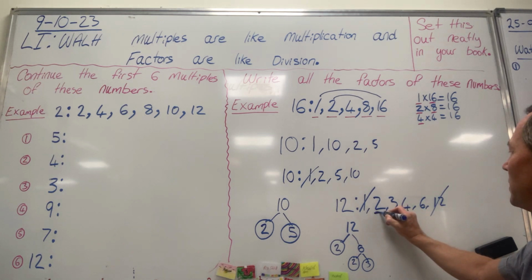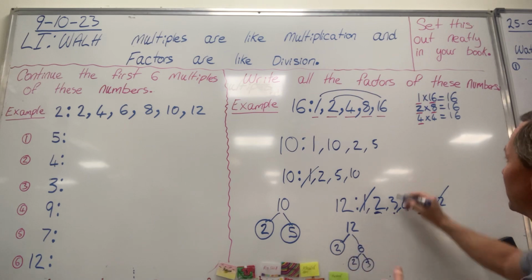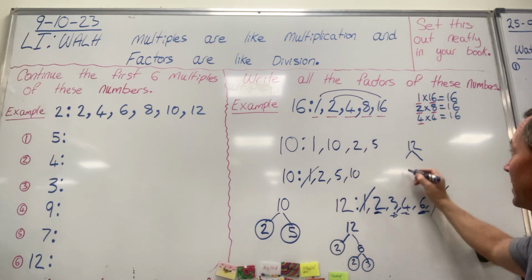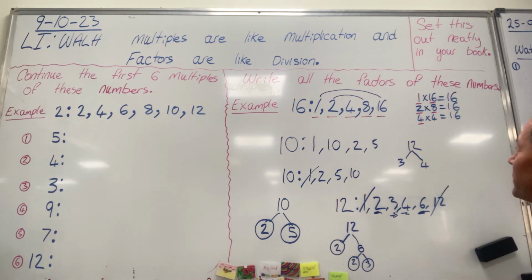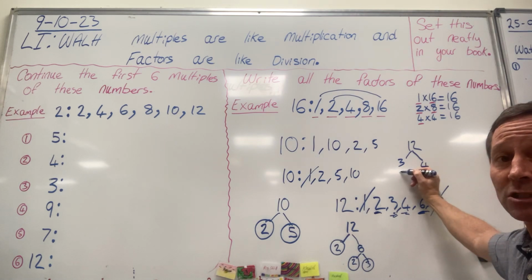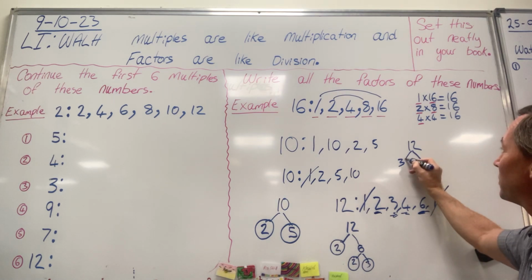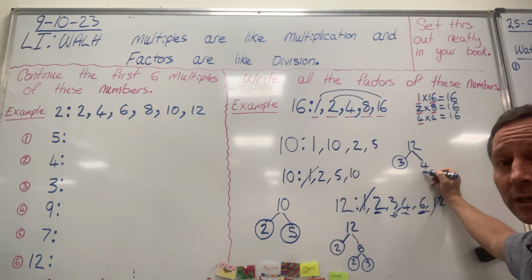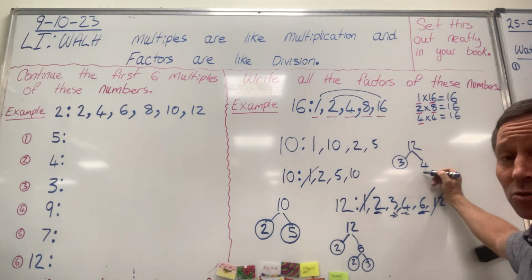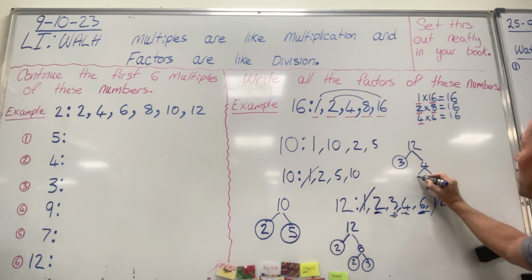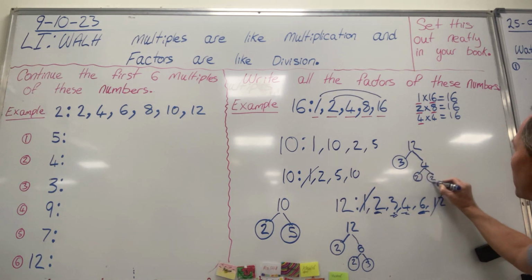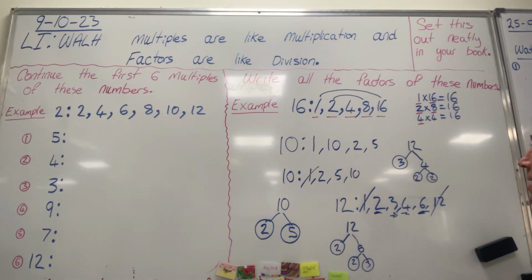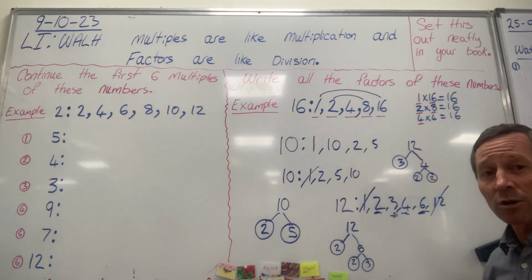No, I did 2 and 6. If I actually started with 12 and chose 3 and 4, I could end up with the same, 3 and 4. 3 is a prime number because it's divisible by only 1 and itself. It's a prime number, I circle it, it's the end of that. 4, the factors are 4, 1 and itself, and 2. So 2 times 2, prime numbers. And again, 3 times 2 is 6, 6 times 2 is 12. That's to double check your work.